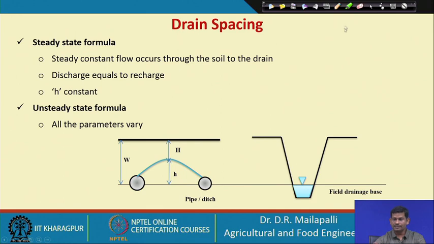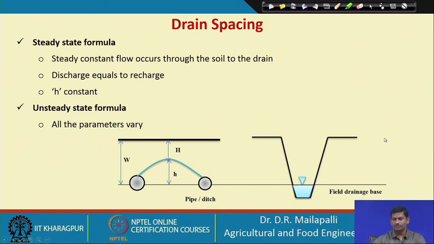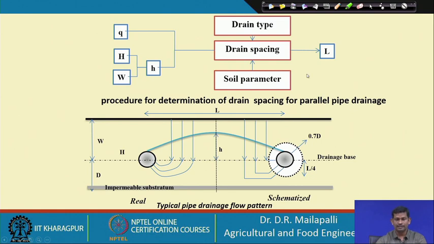And then for the steady state formula, steady constant flow occurs through the soil in drain, the discharge equals the recharge, H is constant, right. So here, let us say this is the q and this is the Q. So, q is equal to Q and H is constant, whereas in unsteady state all are going to change: Q is going to change, the drain discharge is going to change and H is going to change.